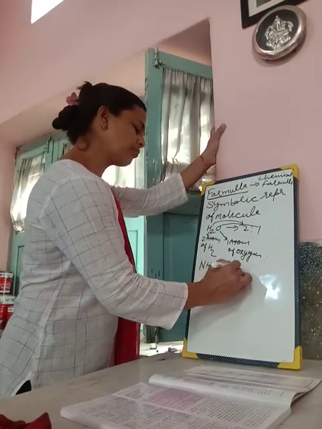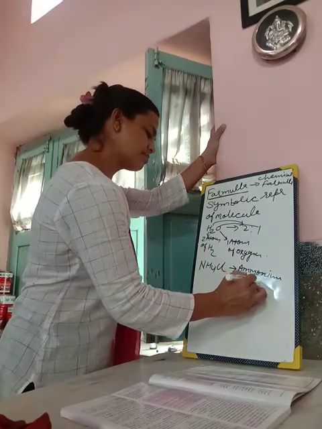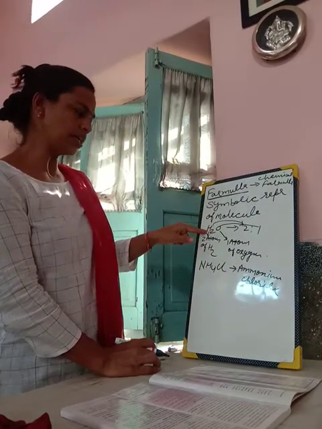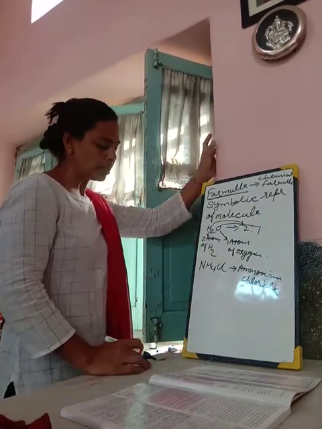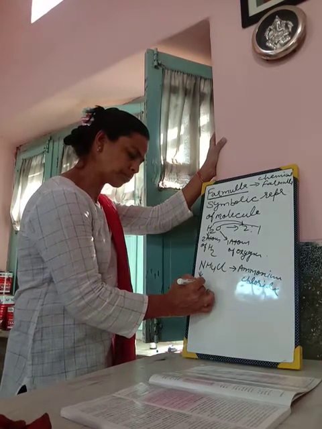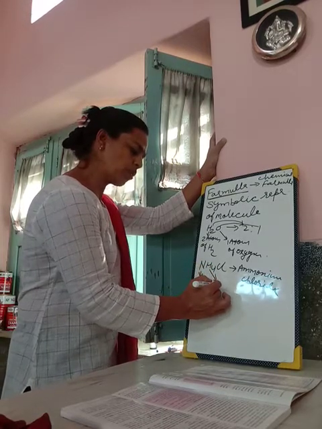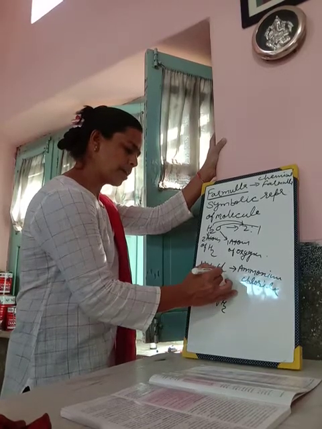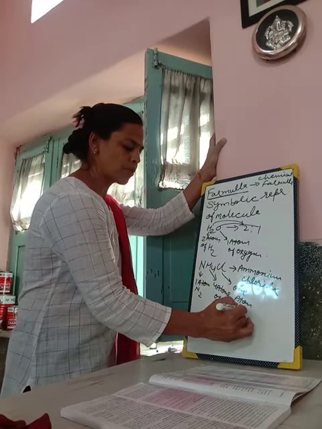Take one more example, NH4Cl. It is known as ammonium chloride. Here there are atoms of three elements: one atom of nitrogen, four atoms of hydrogen, and one atom of chlorine.